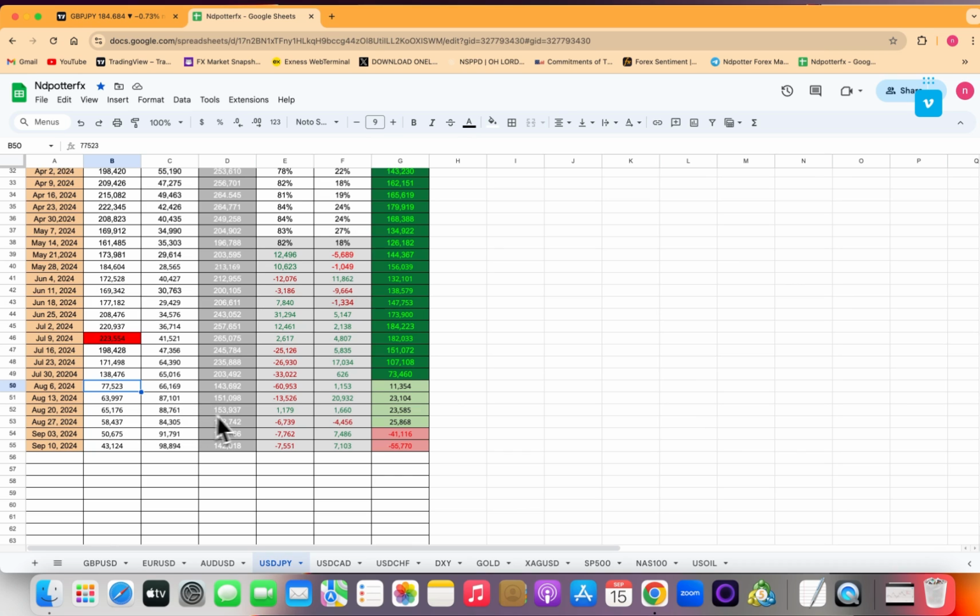As it was rallying to the upside, look at their long. They added 1,000 something on their long. They added 1,000 something on their short. Then on August 27, the institution took profit of 6,000 on their long, and they took 4,000 on their short. So let's look at where is August 27 on the chart.